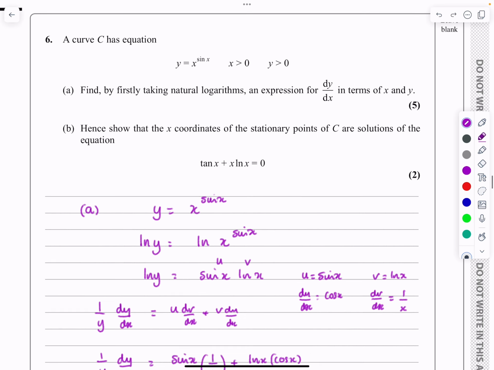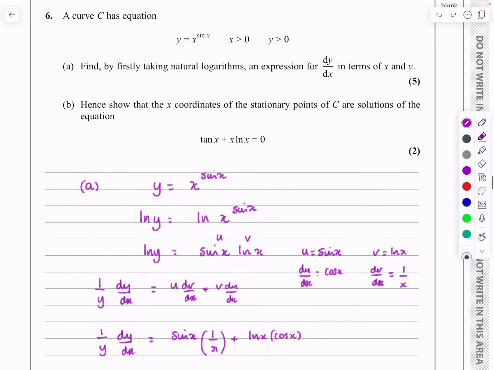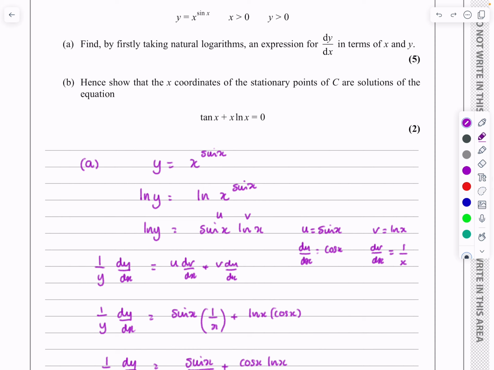And look, I've suddenly got those 5 marks just by persevering and not giving up too early with it. Okay, part B. What does part B say? It says show that the x coordinates of the stationary points are the solution of this equation.